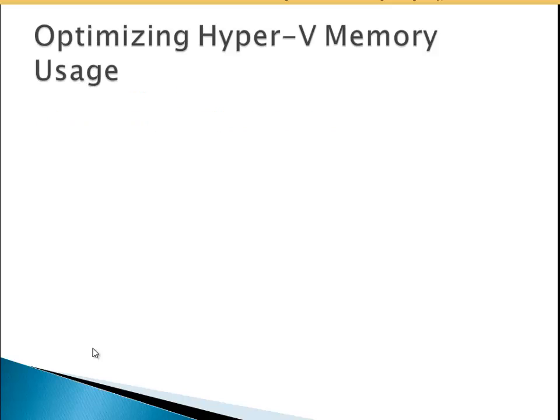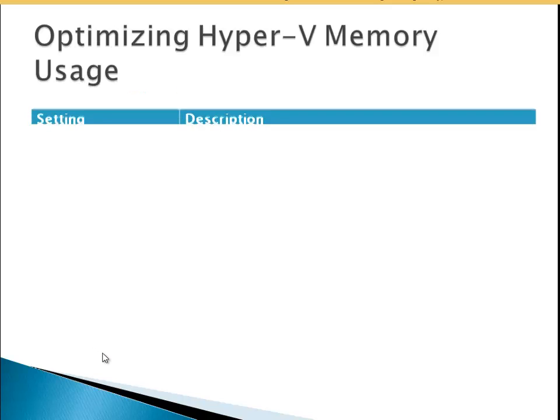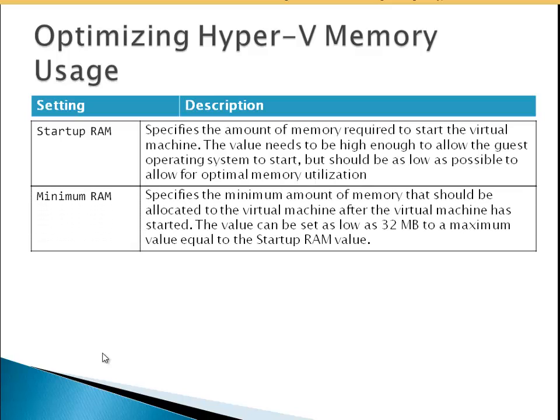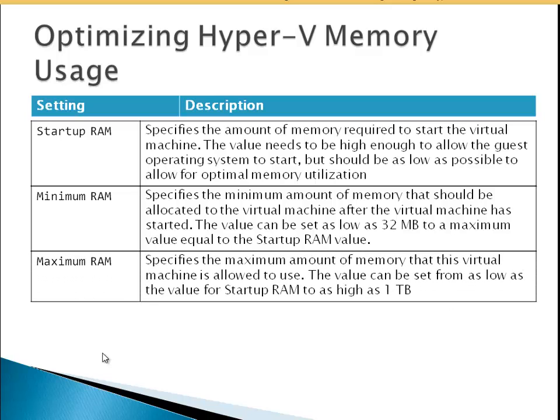Now, optimizing Hyper-V memory usage. We saw that we can use the startup RAM, which specifies the amount of memory required to start the virtual machine. The value needs to be high enough to allow the guest operating system to start, but should be as low as possible to allow for optimal memory utilization. Then minimum RAM specifies the minimum amount of memory that should be allocated to the virtual machine after it has started. This value can be as low as 32 megabytes, up to a maximum equal to the startup RAM.